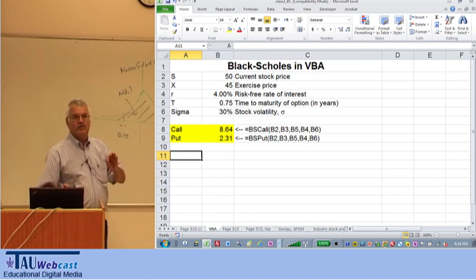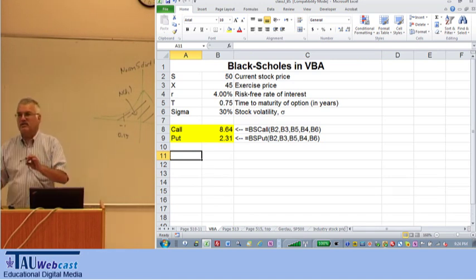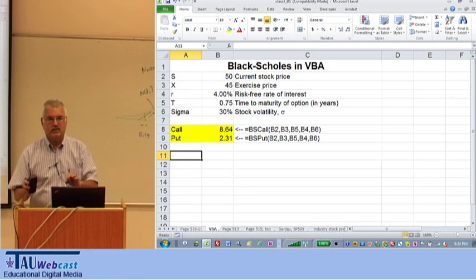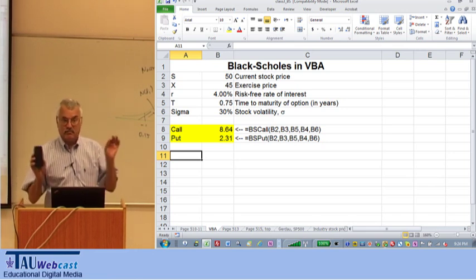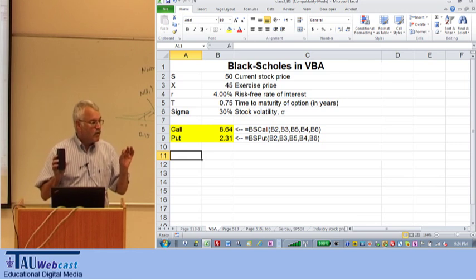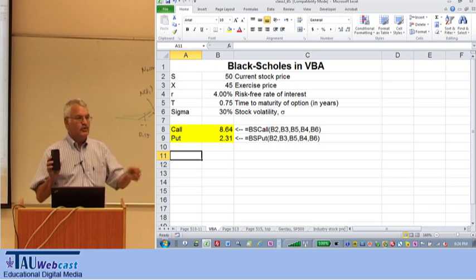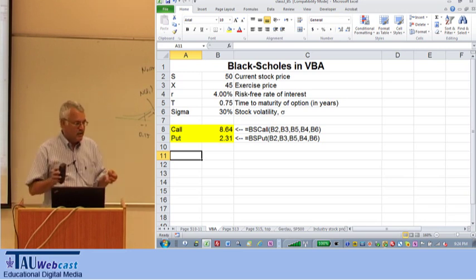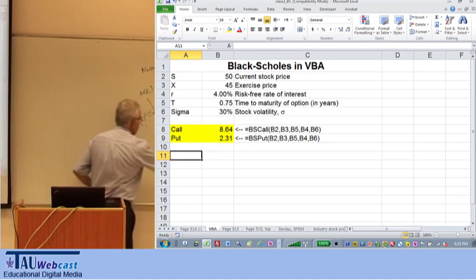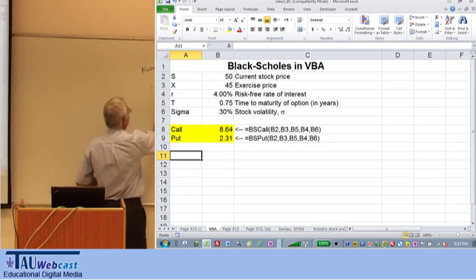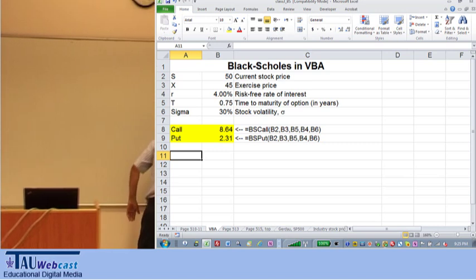What's the difference between volatility on a historical basis and implied volatility? Anybody want to tell me? You extract the standard deviation from... Right, when you have both. Right. So how do you compute volatility?